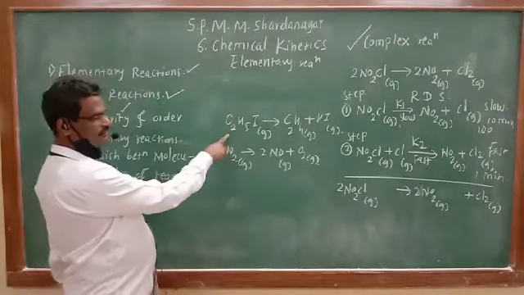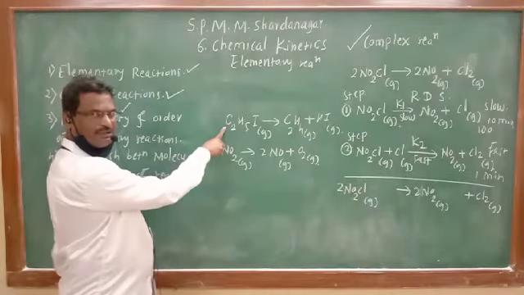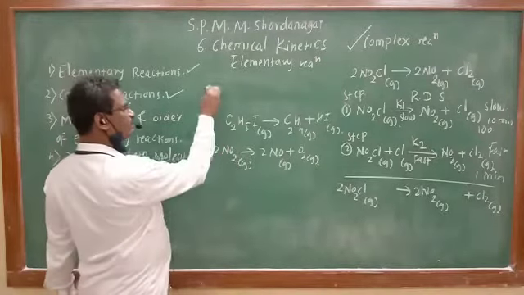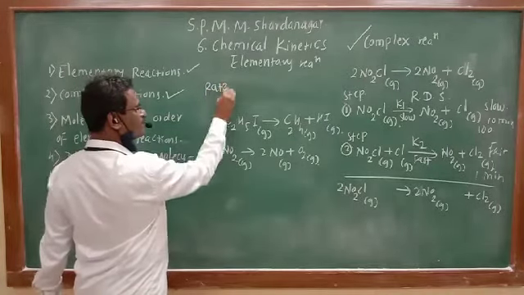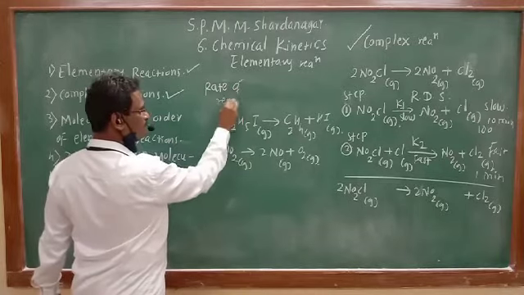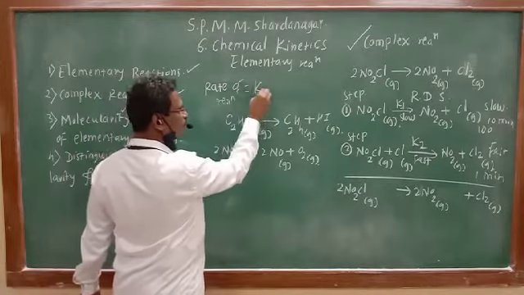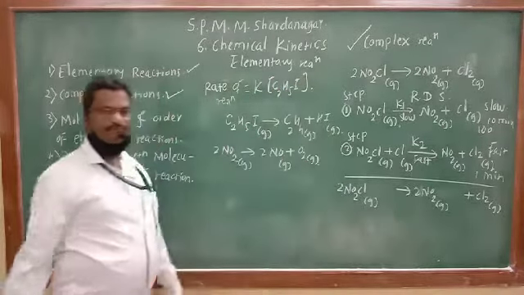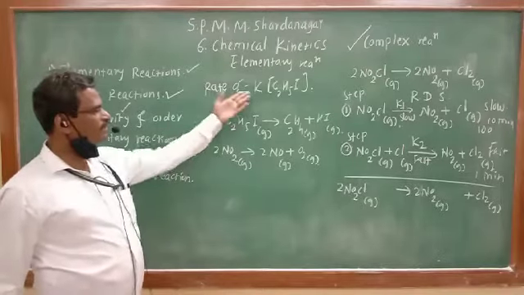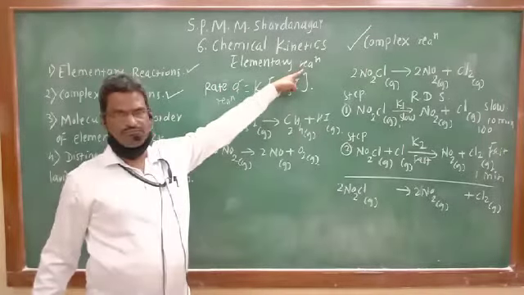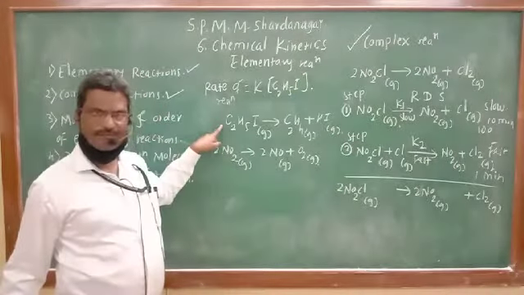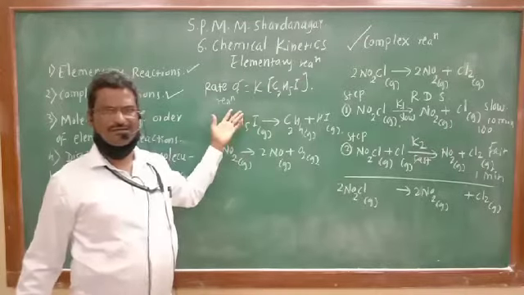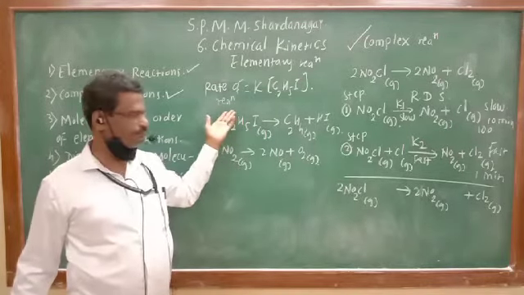For this reaction, what is the molecularity? 1. If we write the rate of reaction according to rate law, it will be equal to K into concentration of C2H5I. What is the order of reaction here? 1. Molecularity is 1. Order of reaction is also 1. It is there in case of this elementary reaction.